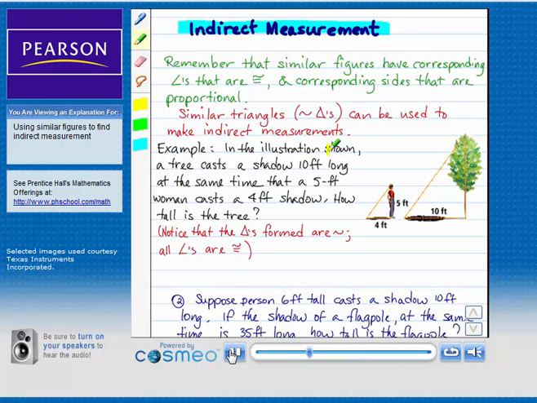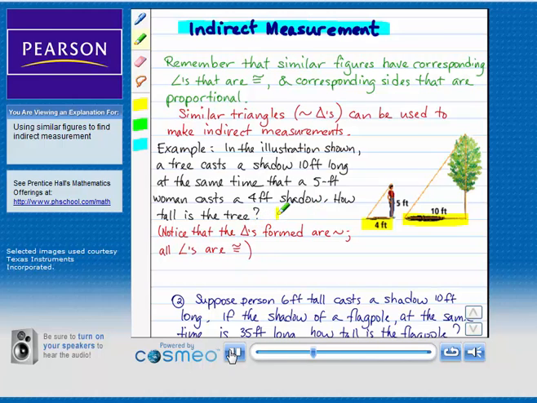Alright, for example, in the illustration to the right, notice a tree casts a shadow that's 10 feet long. At the same time of day, a 5-foot tall woman casts a shadow that's 4 feet long. How tall is the tree?